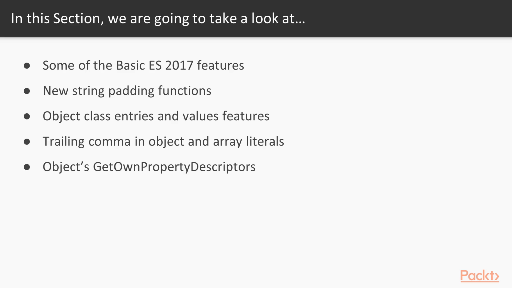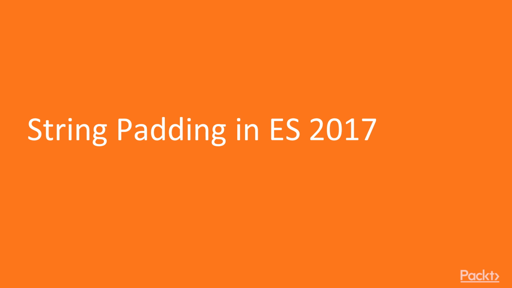We will then start exploring some of the basic features of ECMAScript 2017, like the new string functions padStart and padEnd, the entries and values functions of the Object class, trailing commas in object and array literals, and finally look into the Object's getOwnPropertyDescriptors method. Let's begin with the string padding function in ECMAScript 2017 first.